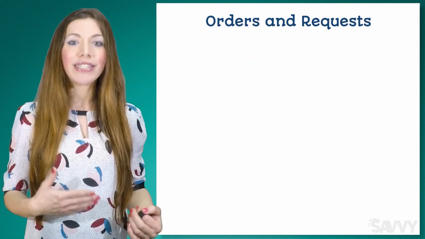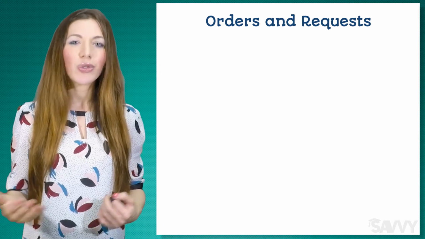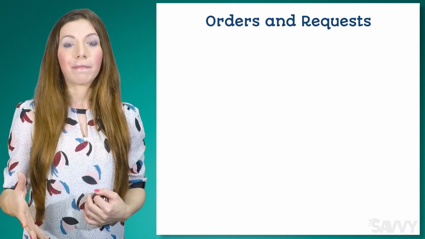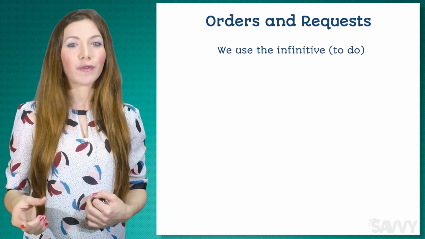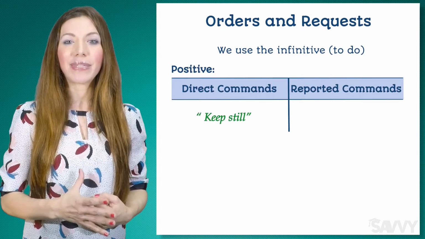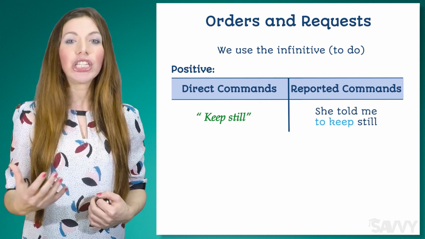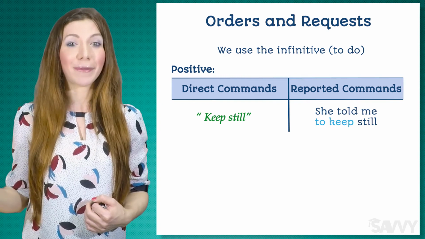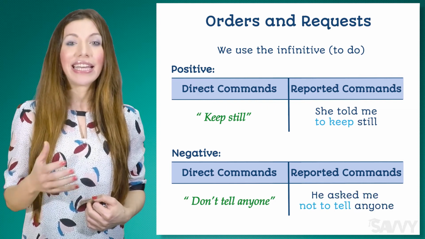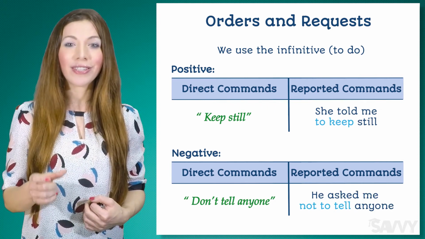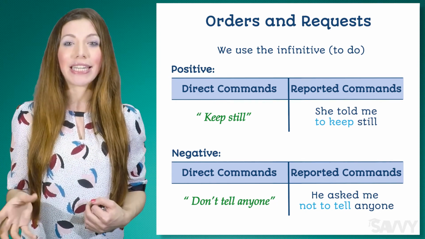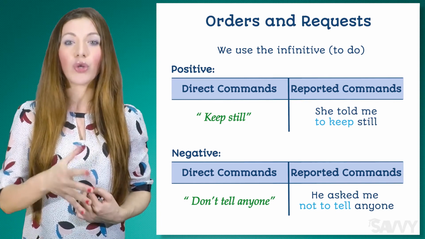Now, what about orders and requests? How do we change those in reported speech? When we have an order, like "Keep still," we use the infinitive, which is the verb do plus the to do. So for the command "Keep still," I would say she told me to keep still. Now, when we have a negative command, for example, "Don't tell anyone," he asked me not to tell anyone. So in this case, we use not before the infinitive, before to and the verb, not to tell.